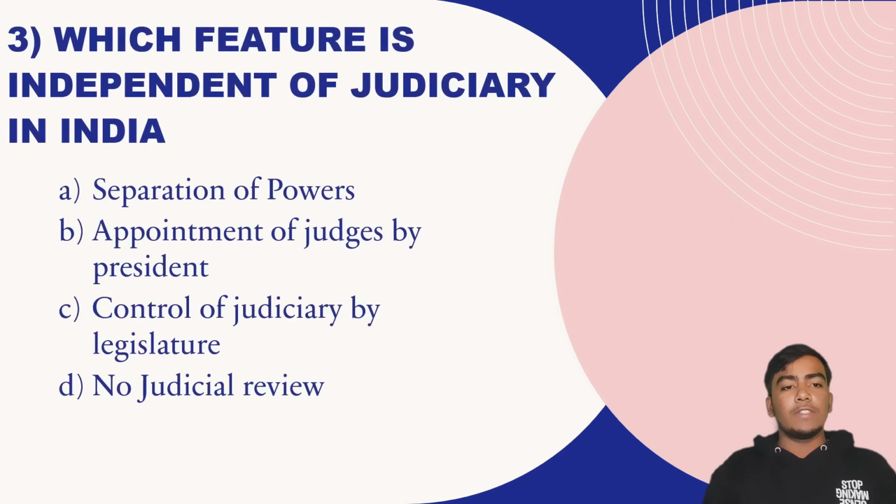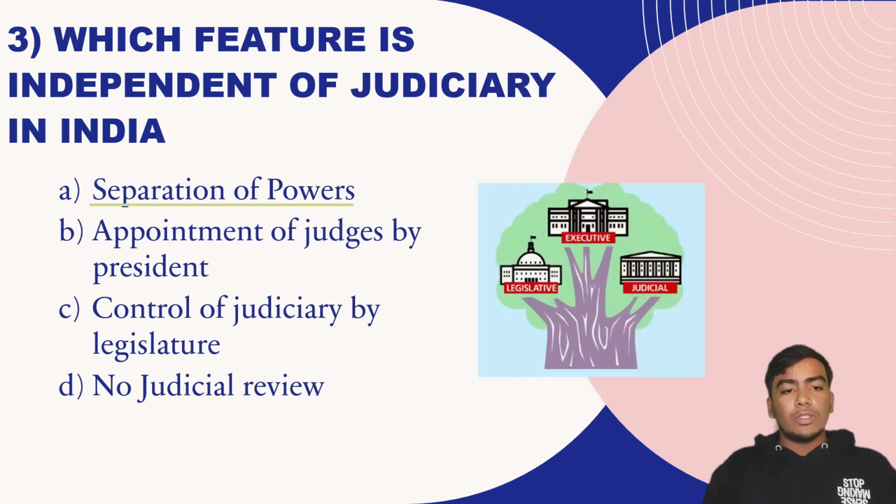The third question is: which feature ensures independence of judiciary in India? The first option is separation of power. The second option is appointment of judges by President. The third option is control of judiciary by legislature. The fourth option is no judicial review. So the correct option is separation of powers.